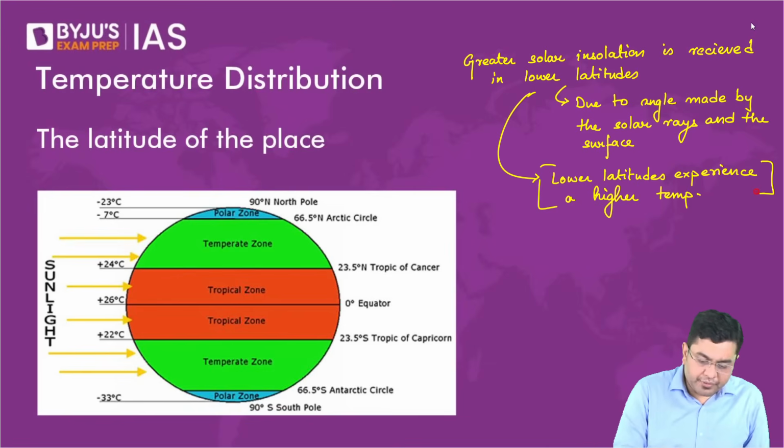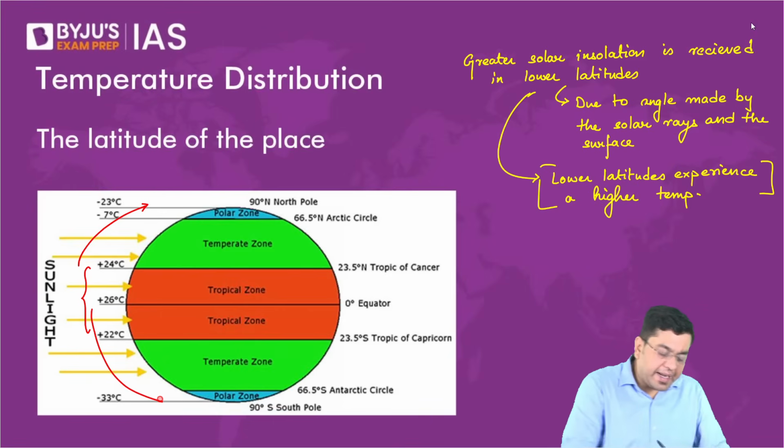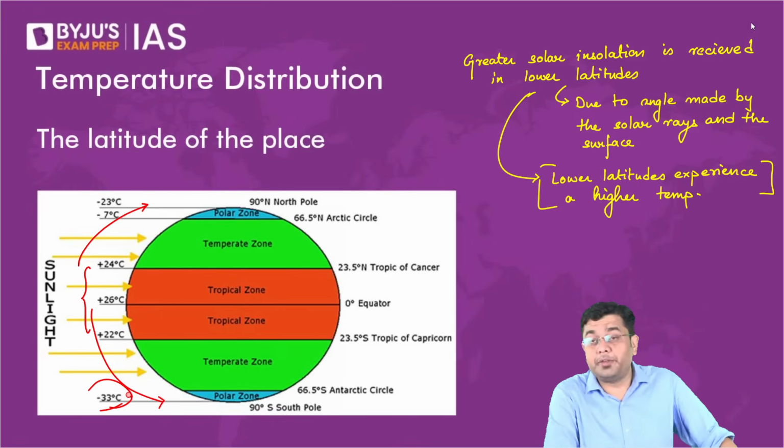So here you will observe that as you move from the region of the lower latitudes to the region of the poles, the temperature can end up reducing, and it can be in the range of -30, -40 degrees Celsius as you move to the region of the poles as well.